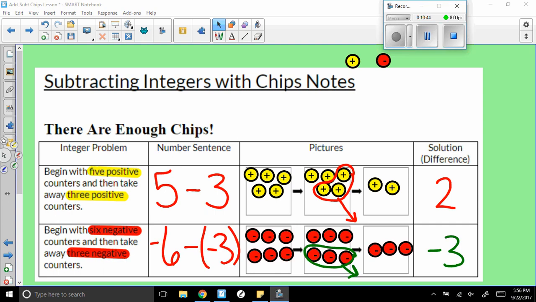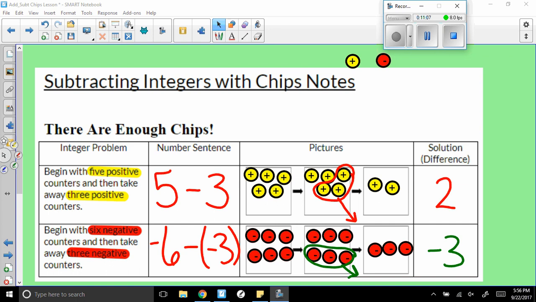All right, so looking at my answer and comparing it to your own, I want you to make sure that you put those parentheses around that negative with the 3, so we make sure that it's separate. And in your picture, you've got to make sure that you have the 3 negatives circled, getting taken out, and then you have the correct answer left over.